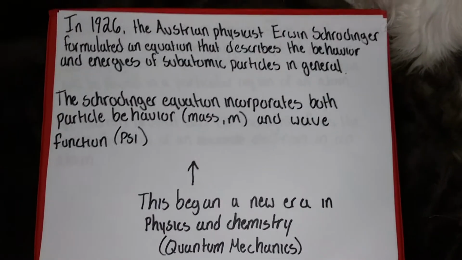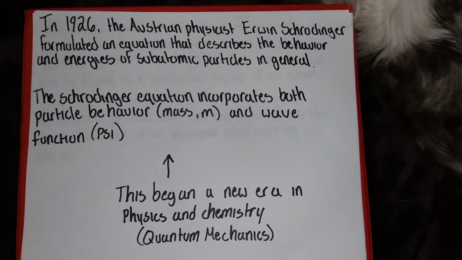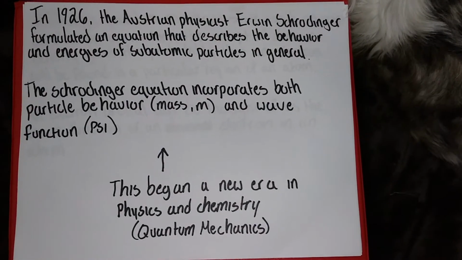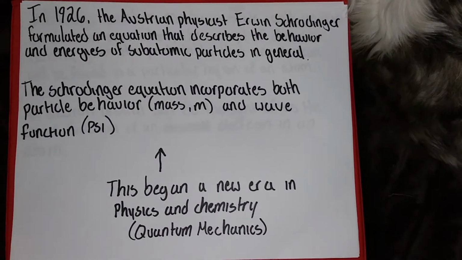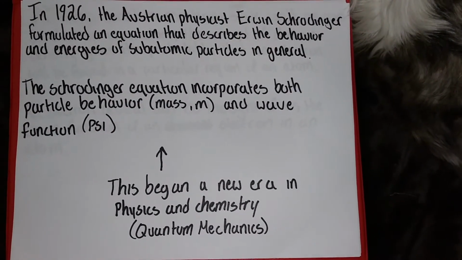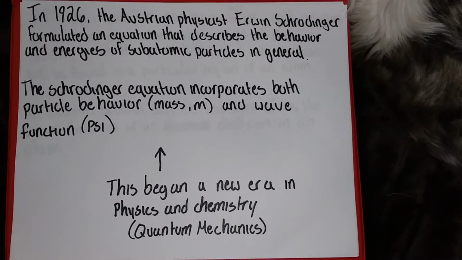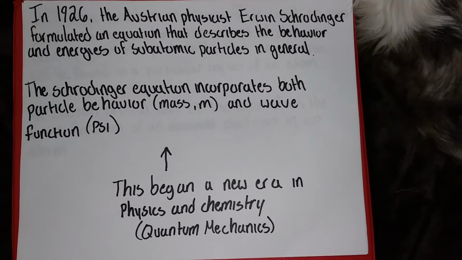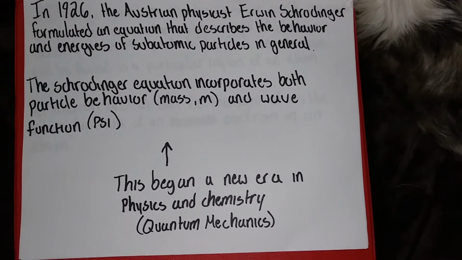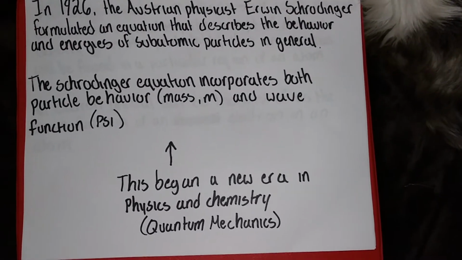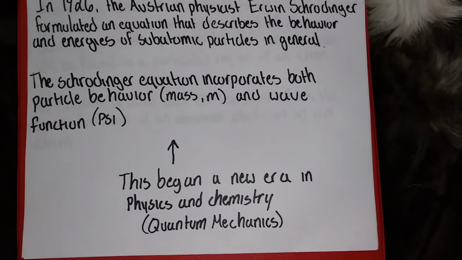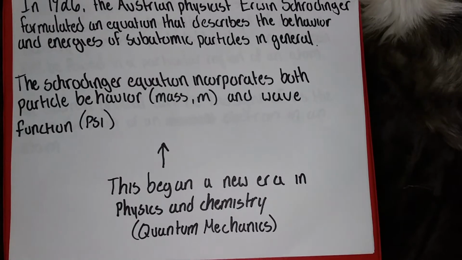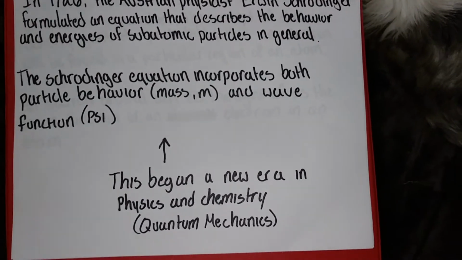The chapter continues by saying in 1926, the Austrian physicist Erwin Schrödinger formulated an equation that describes the behavior and energies of subatomic particles in general. The Schrödinger equation incorporates both particle behavior, mass, represented by m, and wave function, represented by psi. This began a new era in physics and chemistry called quantum mechanics.